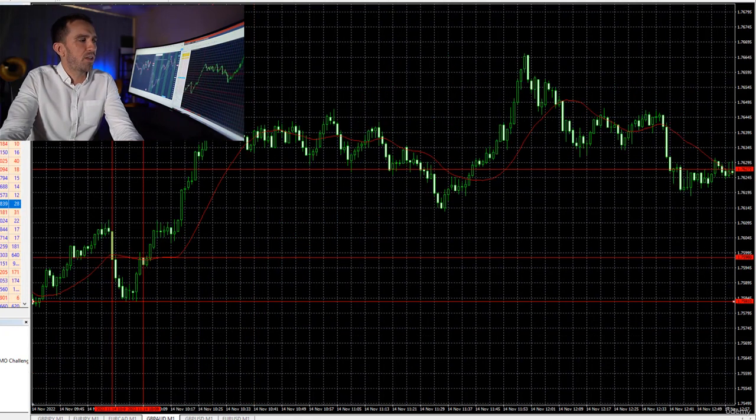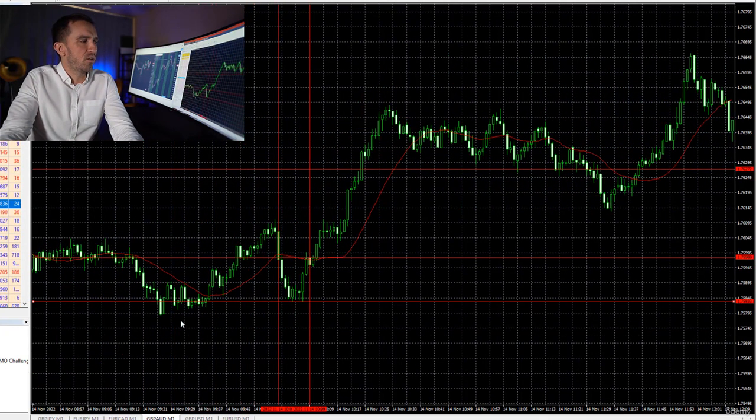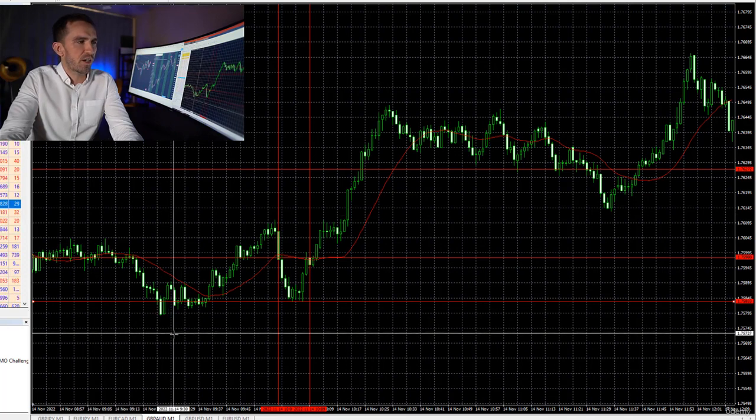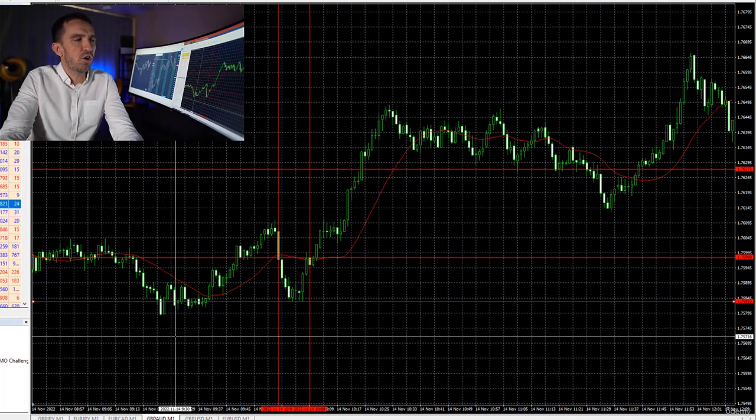And of course the stop loss is behind the recent lows. In this case I think it was in here, which gave me a good reward to risk ratio. And you will notice that it really doesn't happen that often, but it happens.